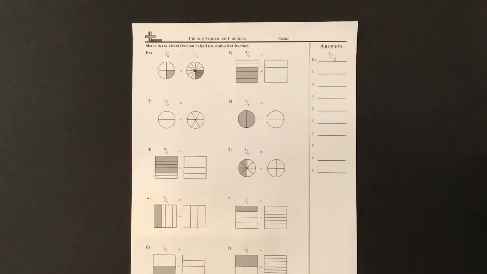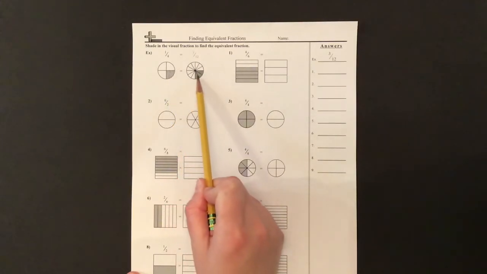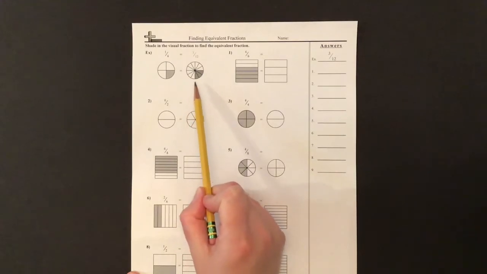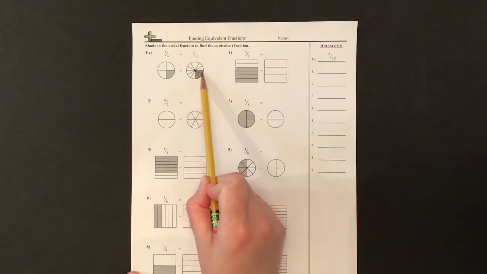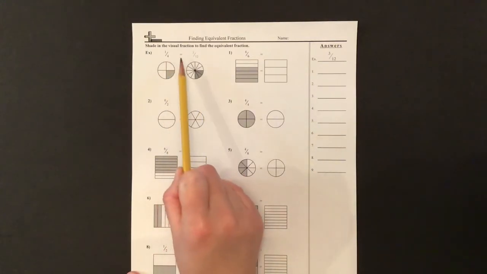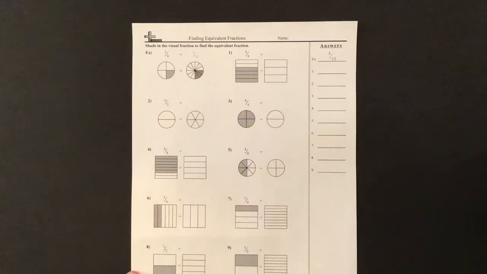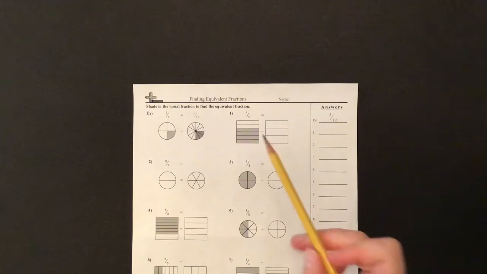The purpose of the practice pages today is to look at different models and find equivalent fractions. So if you notice, they have shaded in 1/4, and then over here, the size of the pieces changed. We're now looking at 12ths. And if you color in this same amount, this is 3/12. So we can say that 1/4 equals 3/12. Those are equivalent fractions. Let's work on a couple more.